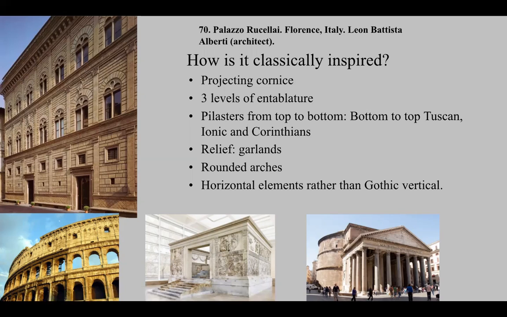We have rounded arches, and then we have horizontal elements rather than vertical elements. Gothic was all about height, right? This emphasis on height and light. And in the Renaissance, we often have more horizontal elements to them, especially in Italy.